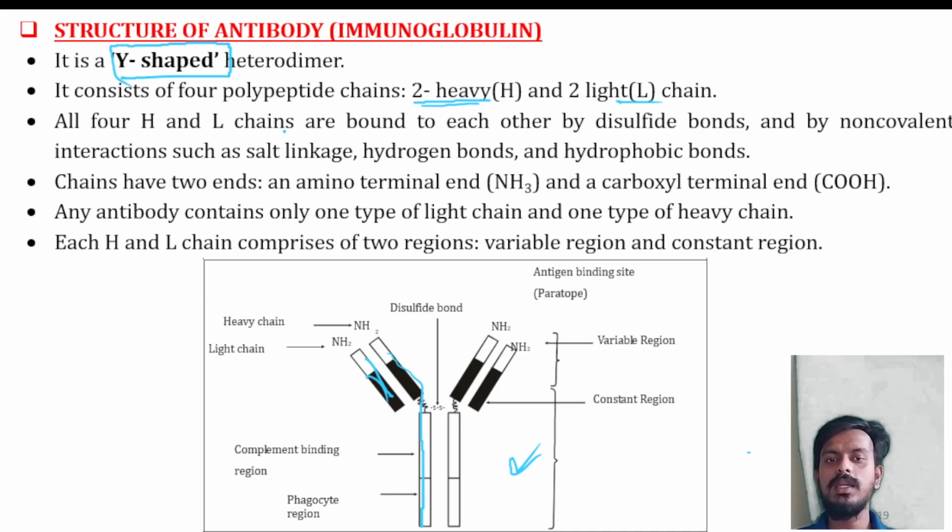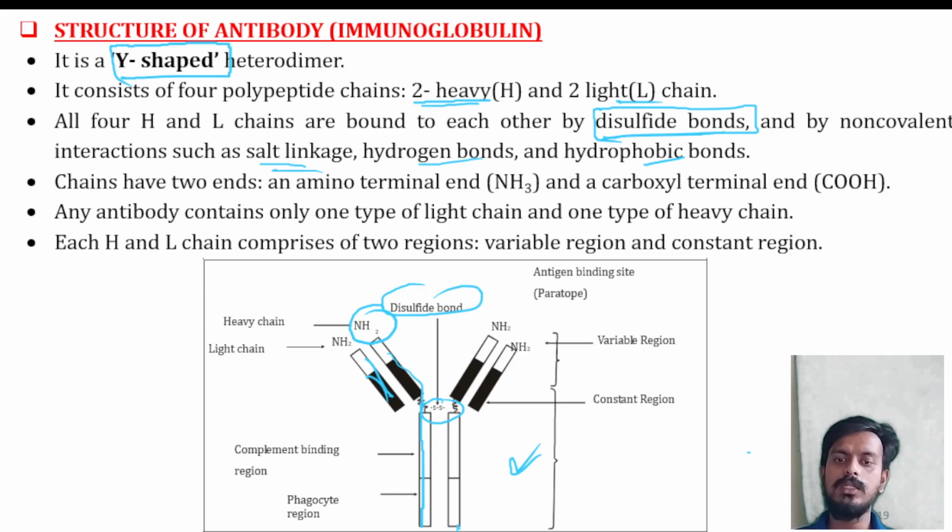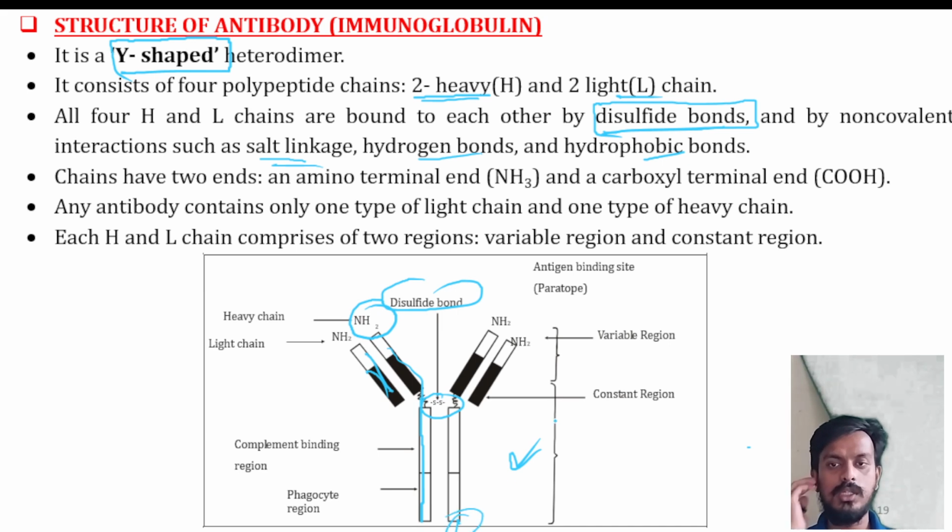All the 4 chains, heavy and light, are bound to each other by disulfide bonds, and by non-covalent interactions such as salt linkages, hydrogen bonding, and hydrophobic bonds. The chain has two ends: one is the amino terminal, and this is the carboxy terminal. Any antibody contains only one type of light chain and one type of heavy chain.